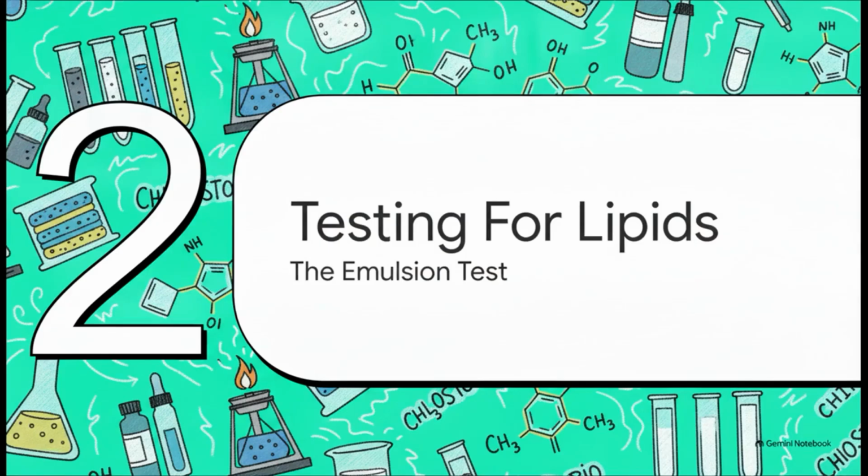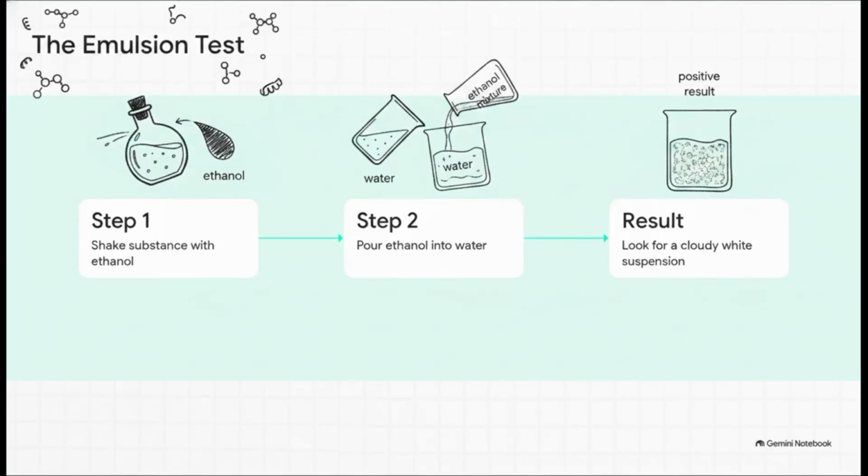Section 2, testing for hidden lipids, the emulsion test. Now, moving along, let's say you were in a lab and wanted to figure out if fats were hiding in some mysterious substance. How exactly do you go about it? Well, the classic emulsion test is elegantly simple. It's basically a 3-step recipe.